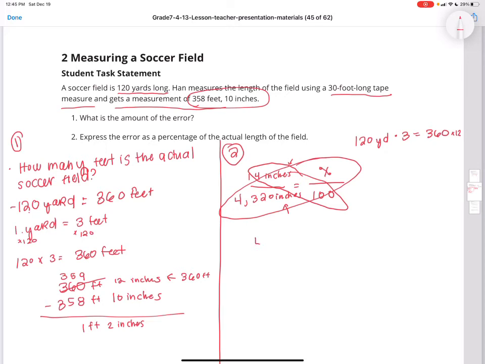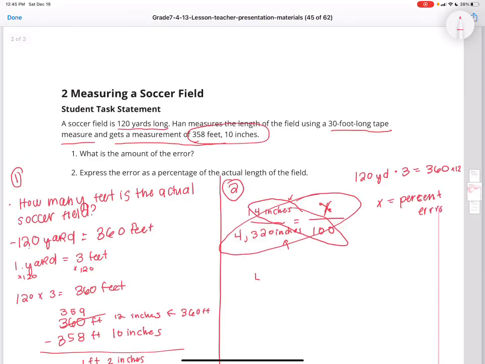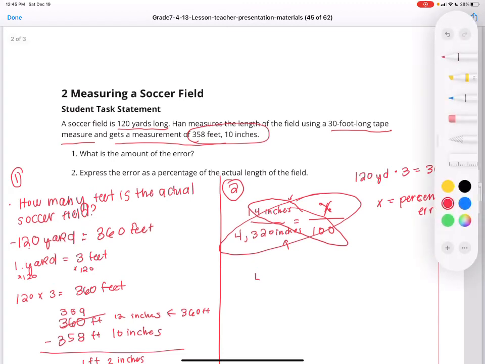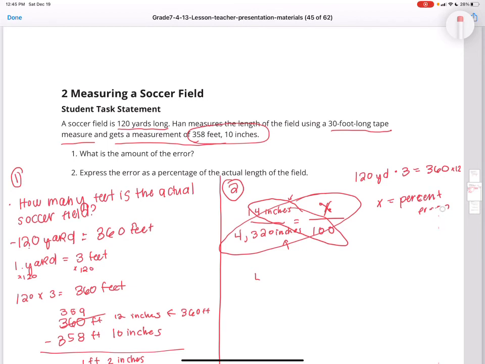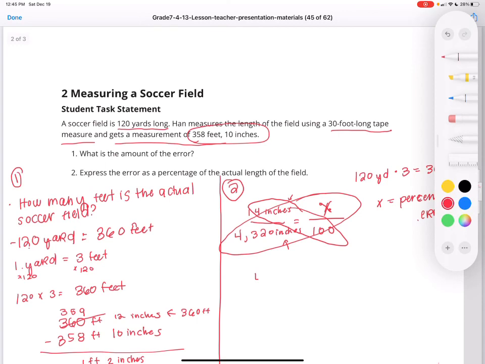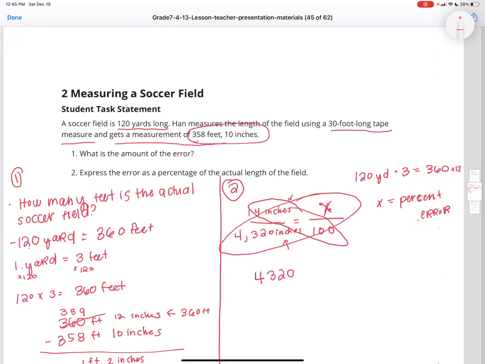Now I'm going to put an X there, and I'm going to let the X equal the percent error, or the measurement error. Sorry about that, I hate when my stuff does that. Let me erase that. I'm just writing this down so you guys can write down percent error. When I multiply going across, it's 4,320 times X, the missing percent, and it's going to equal 1,400.